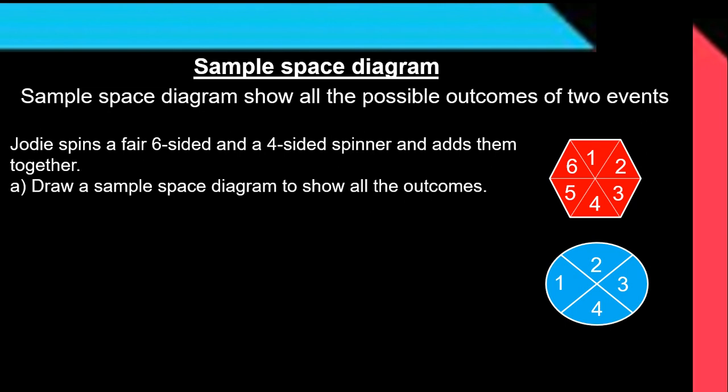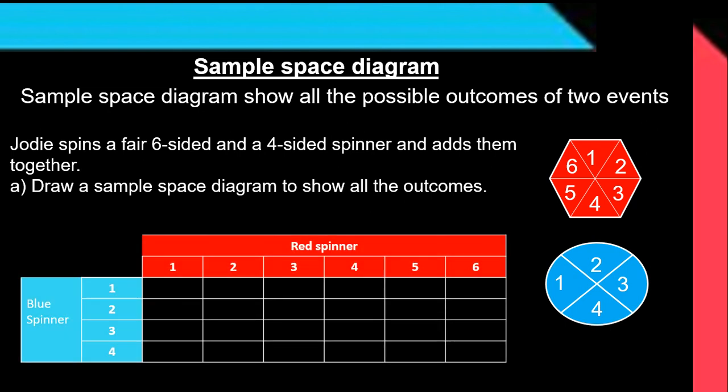So if I take the sample space diagram, it's going to look something like this. So at the top, we're going to put the red spinner, and down the sides will be the blue spinner. And all we have to do is write what the outcomes could be. So 1 add 1 is 2. 1 add 2 is 3. 1 add 3 is 4. 1 add 4 is 5, and so on. And you can just fill in that sample space diagram, and this lists all the outcomes possible.